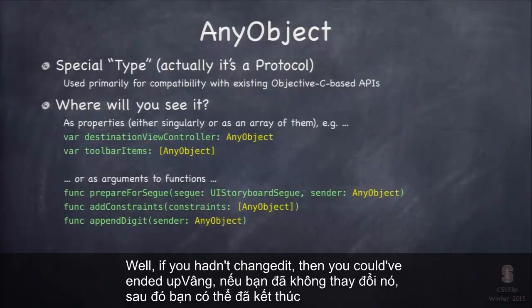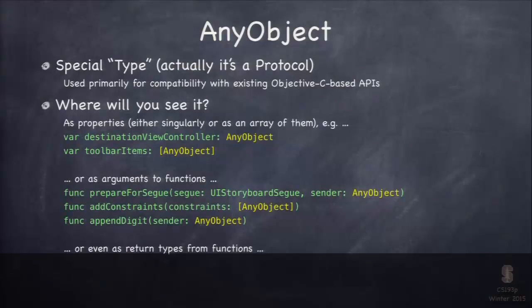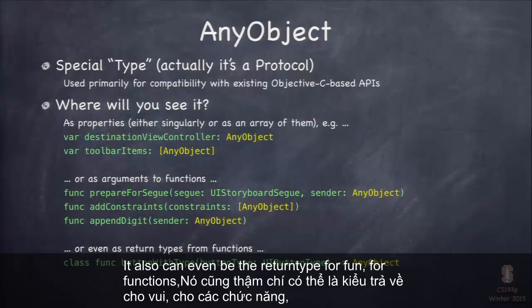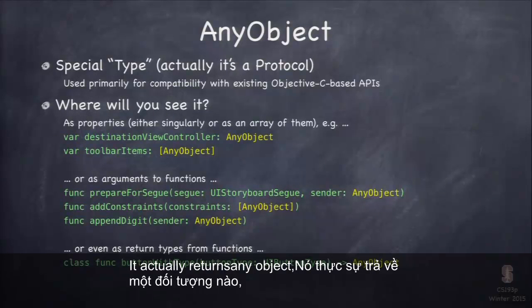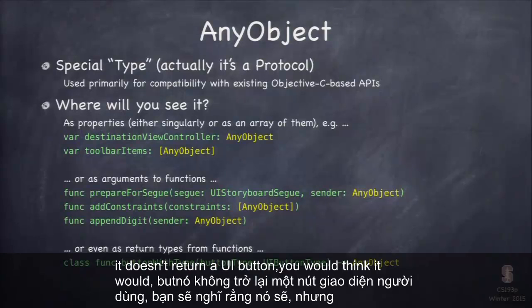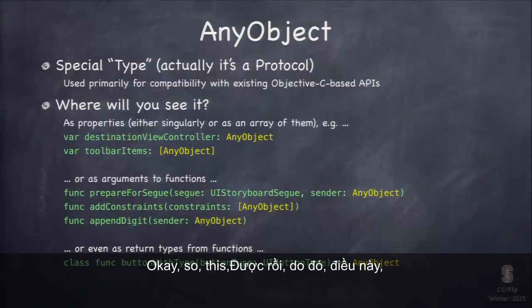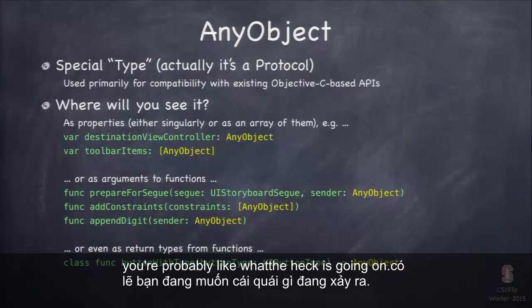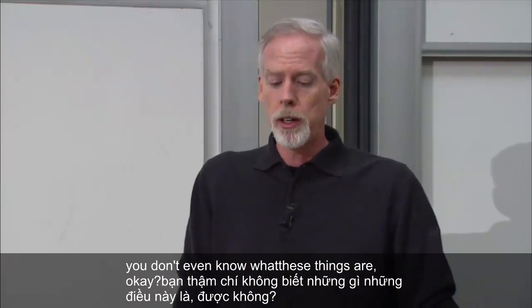Well, if you hadn't changed it, then you could have ended up with append digit sender any object, okay? It also can even be the return type for functions. Like that button with type I talked about a few slides ago, it actually returns any object. It doesn't return a UI button. You'd think it would, but it doesn't. It returns any object. Okay, so you're probably like, what the heck is going on? Why would we be passing around these pointers? We don't even know what these things are, okay?